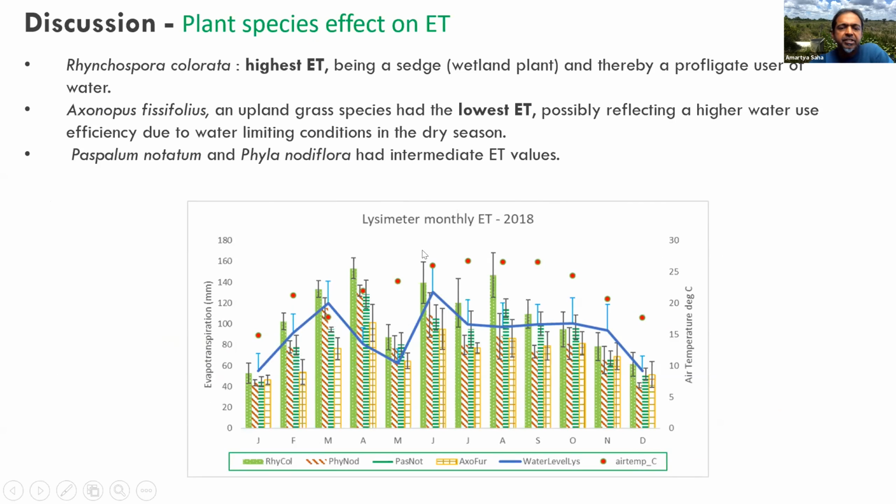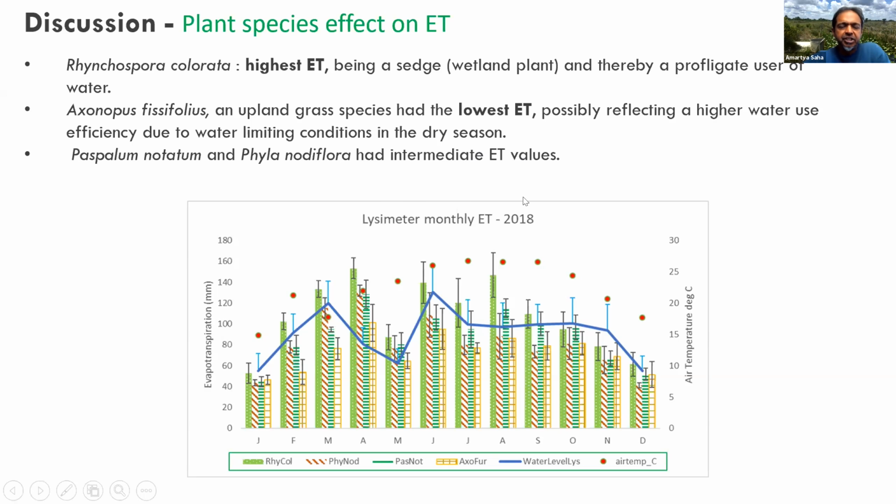So basically these lysimeters are sensitive enough to show different amounts of transpiration and ET happening for different plant species. The other 2 species had intermediate effects. And it's possible that plants which grow on the margins of wetlands might be transpiring more because usually they face less water shortage than, say, upland grasses, for instance.